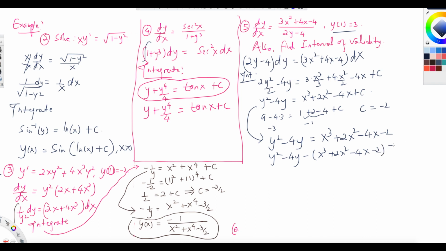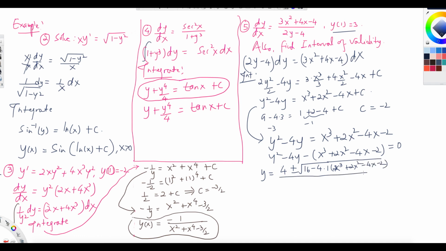Okay, equals 0. So this is quadratic in y. There is y squared, there is y, and there is no constant y term, right? So if you solve this quadratic equation, then you will get y equals negative b. This is like a, b, and then c, right? Because this doesn't have y. So negative b is positive 4 plus or minus the square root of b squared, which is 16, minus 4a, where a is 1, and c is the whole thing. What do you get? C is 2x cubed plus 2x squared minus 4x minus 2.